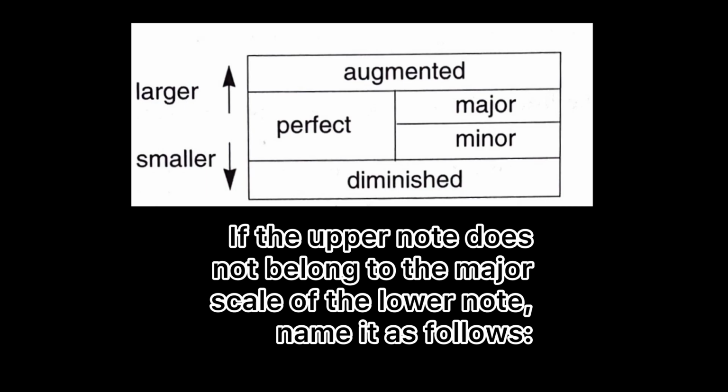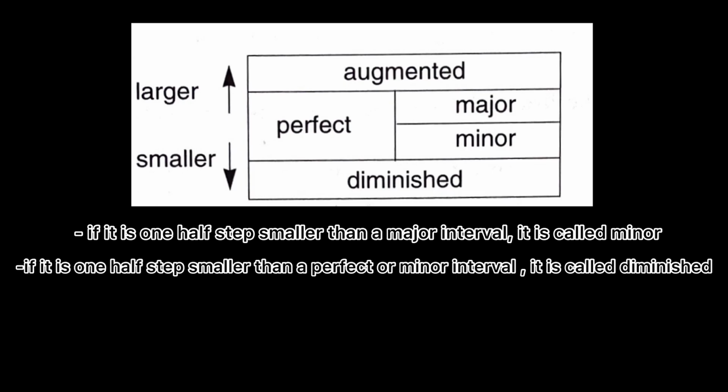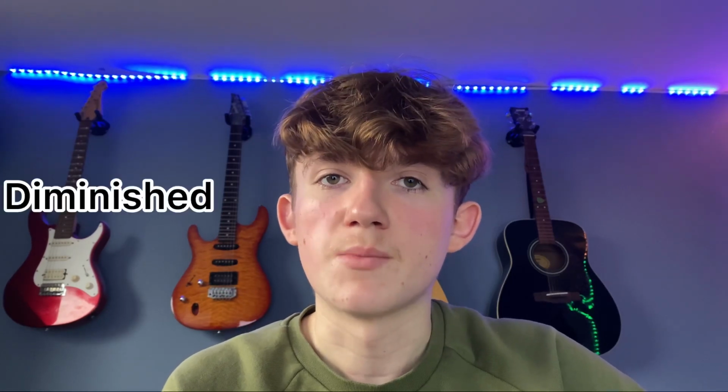Well, follow this chart I'm about to share with you. Now, if the upper note does not belong to the major scale of the lower note, name it as follows. If it is 1/2 step smaller than a major interval, it's called minor. If it is 1/2 step smaller than a perfect or minor interval, it's called diminished. If it is 1/2 step larger than a perfect or major interval, it's called augmented. Applying that knowledge, we should work out it's a diminished fifth.